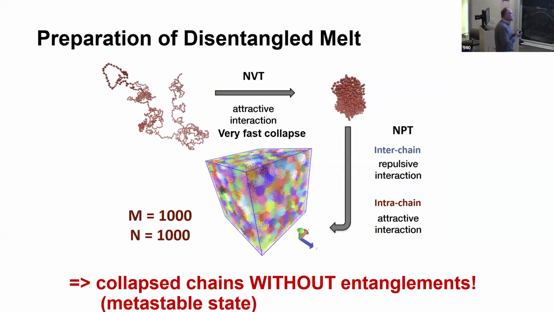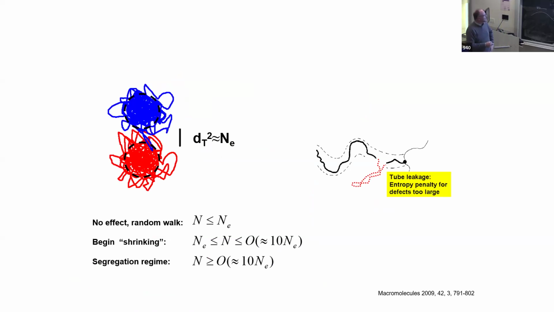Of course, one can also think of the completely opposite situation, namely trying to make globules of very, very long chains, which are not entangled at all. One way to do this is to take a chain in a good solvent and then collapse it very fast, and then we can make a melt of such globules and see how they behave. And these systems stay rather stable like this.